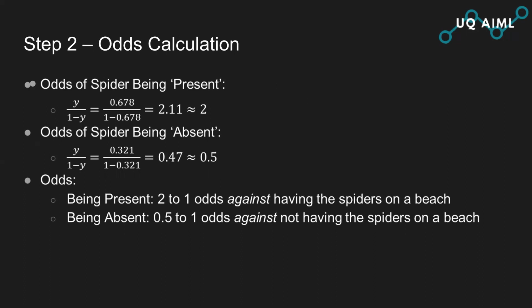And basically the odds is like the likelihood, if that makes a bit more sense. It's like the likelihood of a spider being there. So like 2 in 1 odds of the spider being there. And then same thing for being absent. It's quite a small value, so it's not as relevant in this context.